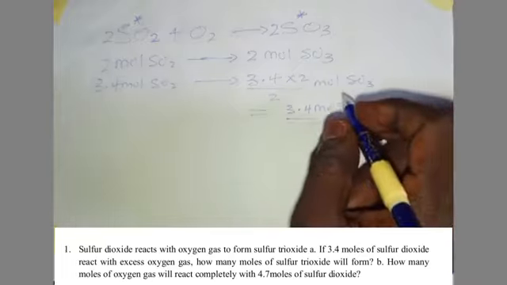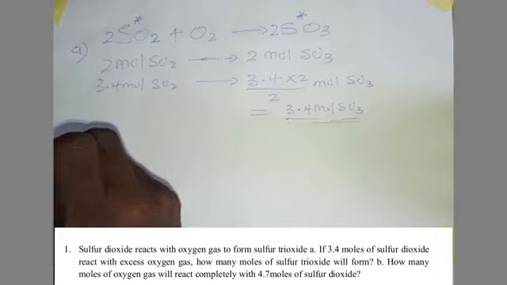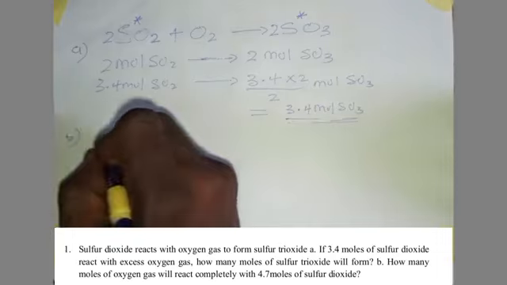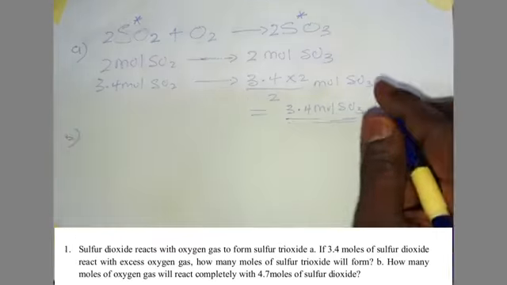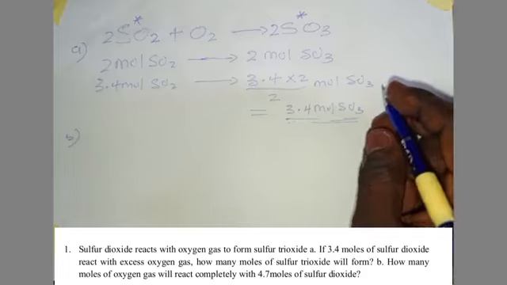Let's now go to the B part of the question. The B part of the question says, how many moles of oxygen gas will react completely with 4.7 moles of sulfur dioxide?